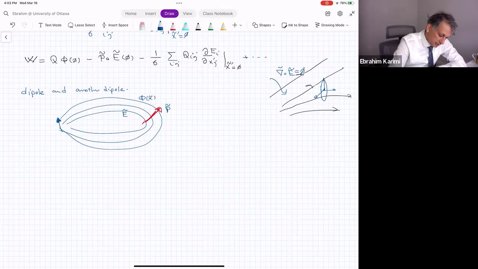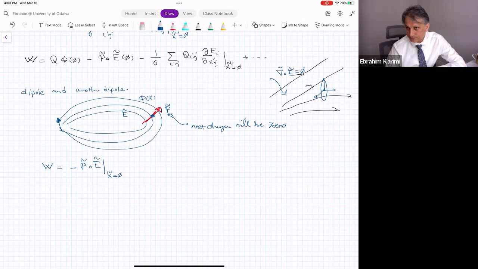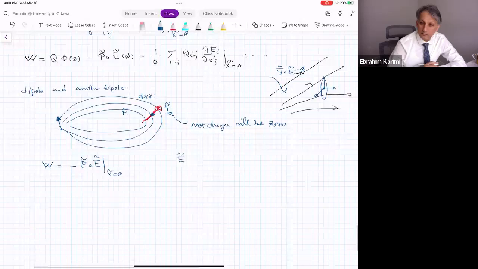The net charge of the red one will be equal to zero, right? So the energy will be equal to minus P dot E at X equal to zero, which means at this location, essentially. Is that clear? Perfect. So what is E? Which E should I place there?